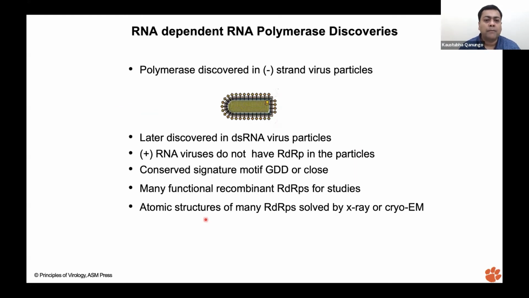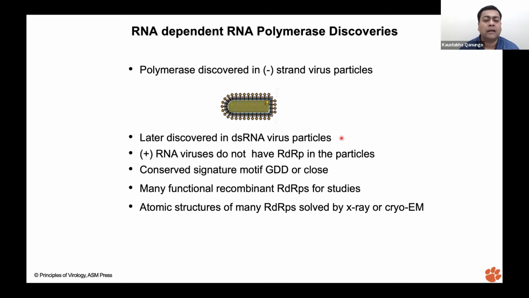A couple of important things: a polymerase was discovered in negative strand virus particles. This is a rhabdovirus, vesicular stomatitis virus, or rabies virus. You can see that these tiny molecules represent the RNA-dependent RNA polymerase in the particle. It was also discovered in double-stranded RNA virus particles, like reovirus. We will shortly call it RDRP, RNA-dependent RNA polymerase, where the RNA template is used to make an RNA.